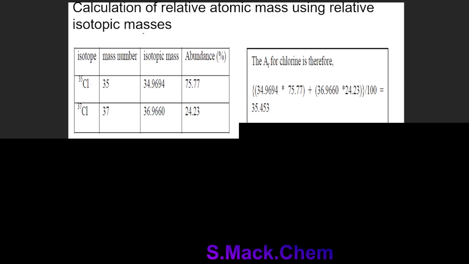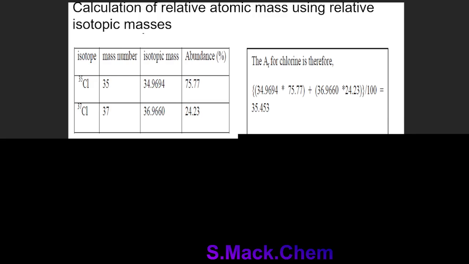So 35.453 is the real relative atomic mass of chlorine, and in the periodic table, it is merely rounded up for aesthetics.